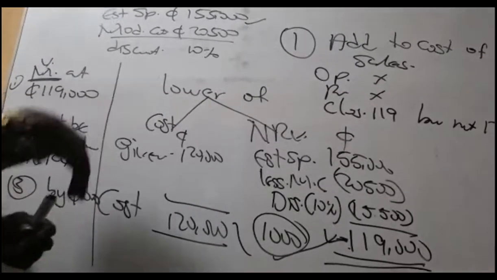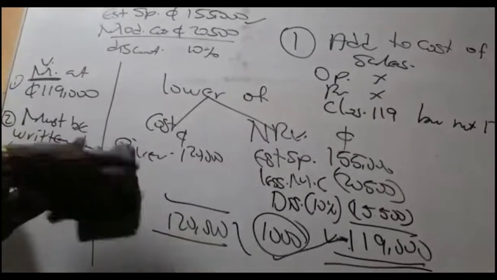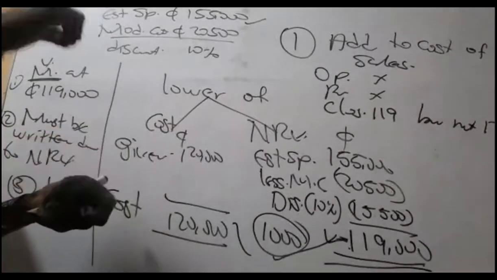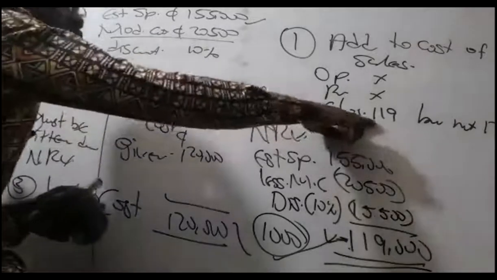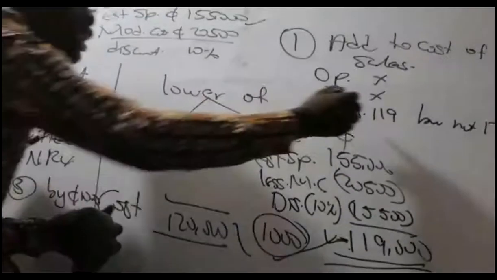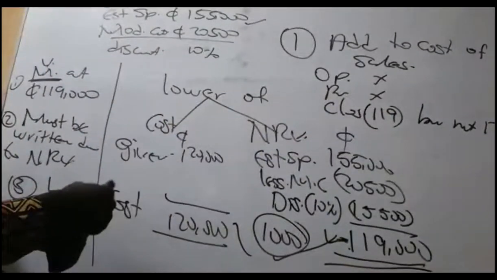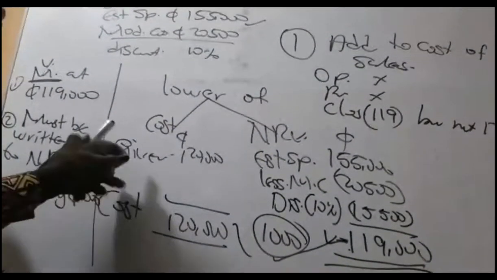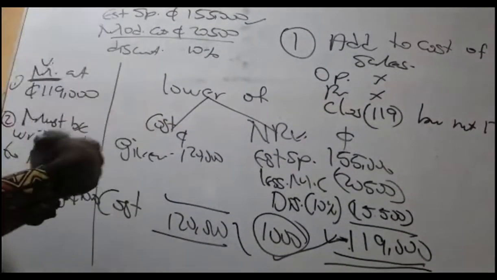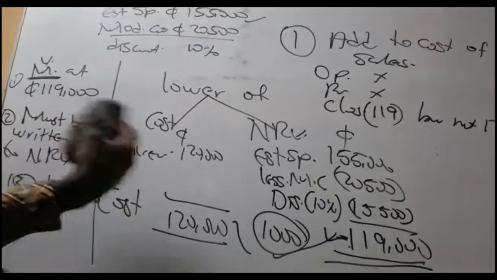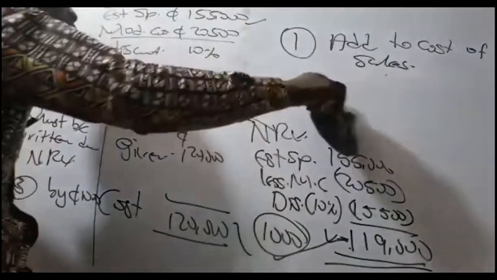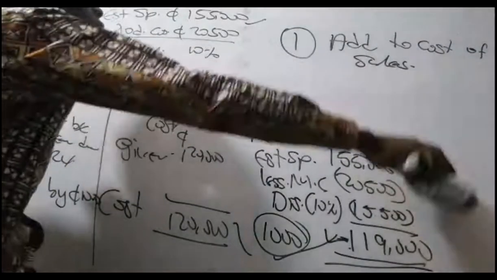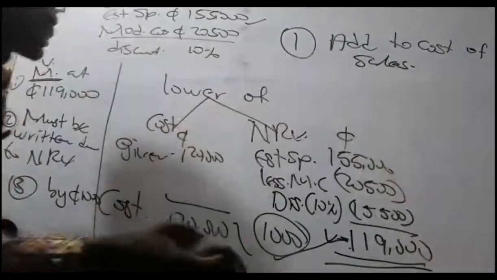So we have to reverse it or adjust it. If you are the one calculating the cost of sales yourself, then use 119. So you only subtract 119, but not the 120. But if they've already calculated the cost of sales, what do you do? You add it to the cost of your sales because it is an expense.